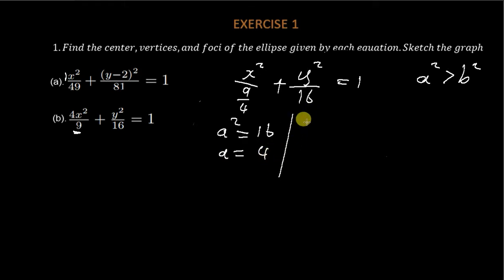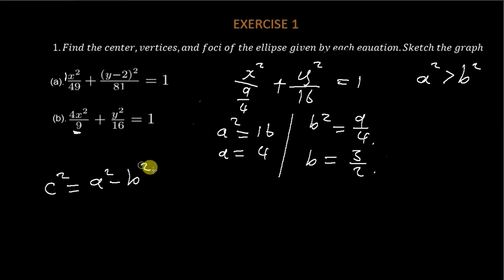So let us also get b. So our b squared is 9 over 4, and then our b becomes 3 over 2. So from there, this question now becomes easier for everyone to solve. So we can now find the value of c. So c squared is given by a squared minus b squared. Then c squared is going to be equal to, our a squared is simply just 16 minus b squared, which is 9 over 4.